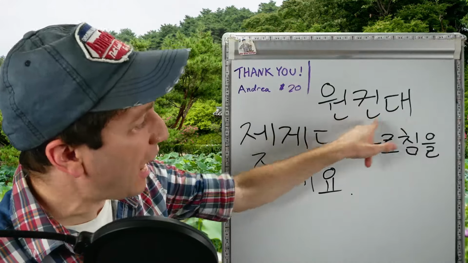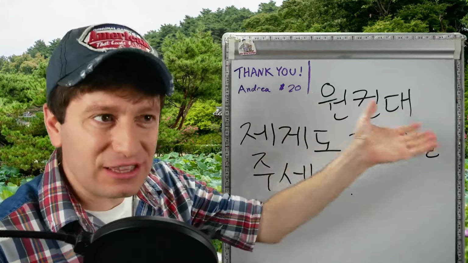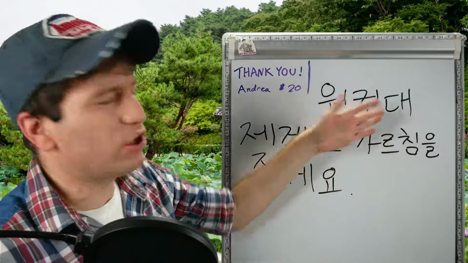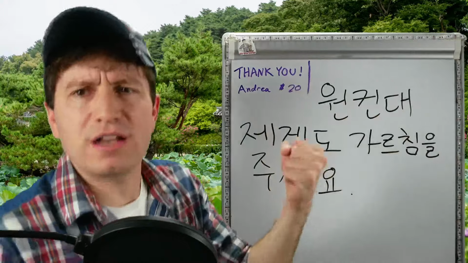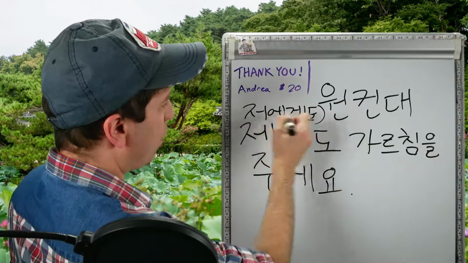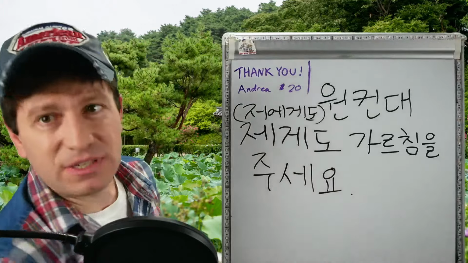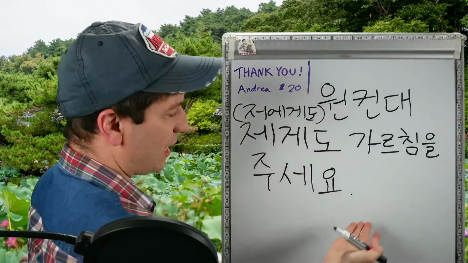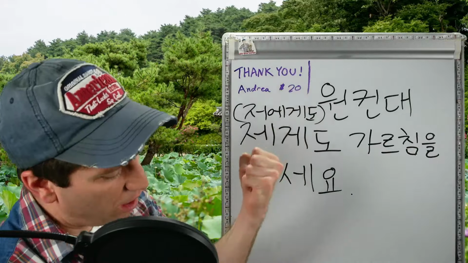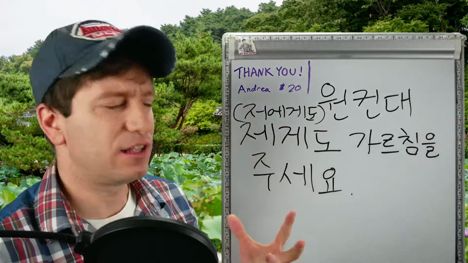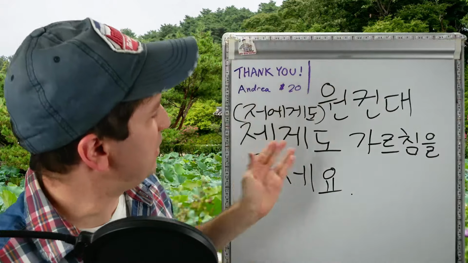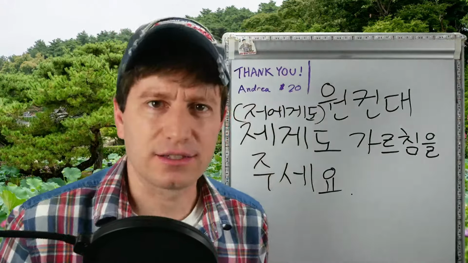원하건대, 원컨대. So 원하다, to want. So let me tell you what I really want is 제게도. This is 저에게도, so also to me. 가르침 is teachings. 가르침을 주다 is to teach me, to give me teachings, literally. So what I want is for you to teach me as well. 원컨대 제게도 가르침을 주세요. So what I want is for you to please give me your teachings as well.